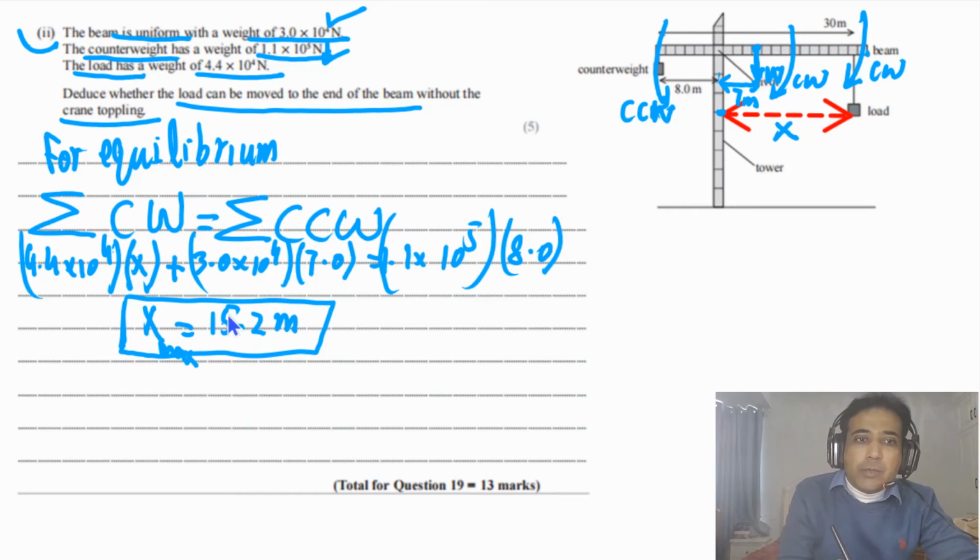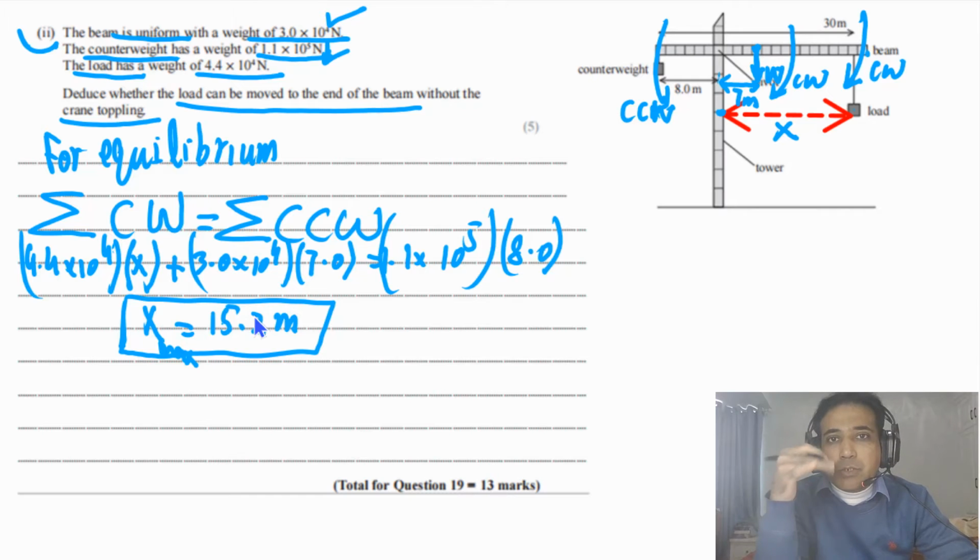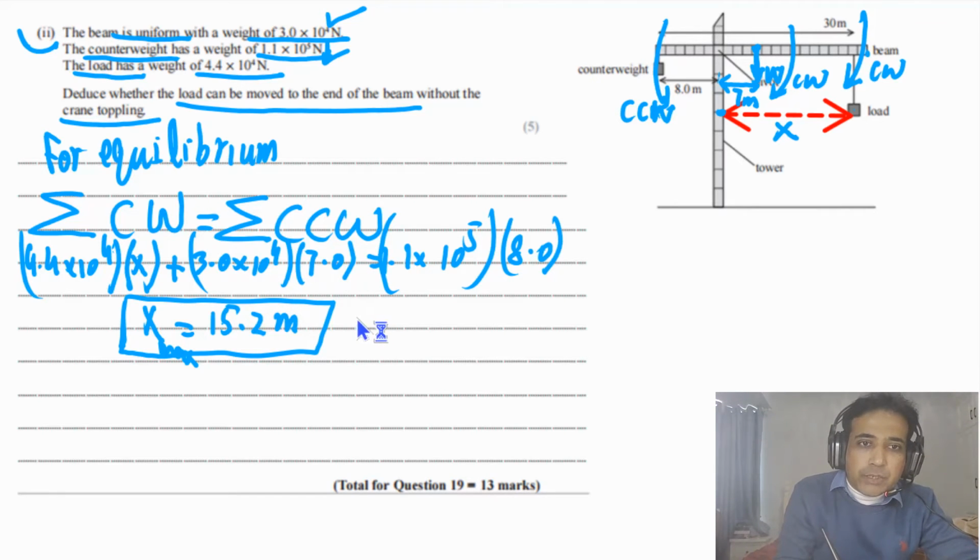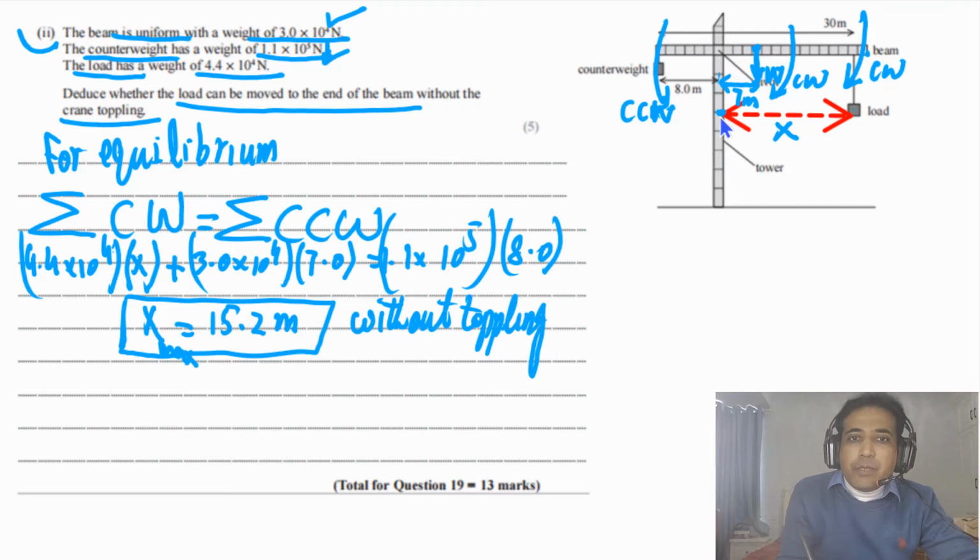So the maximum possible distance of the load from the center of the tower has to be 15.2 meters for this system to stay in equilibrium. If we increase the distance, it will just topple. So we can simply say this is the maximum distance without toppling. Now we need to find the maximum distance we can move this load.